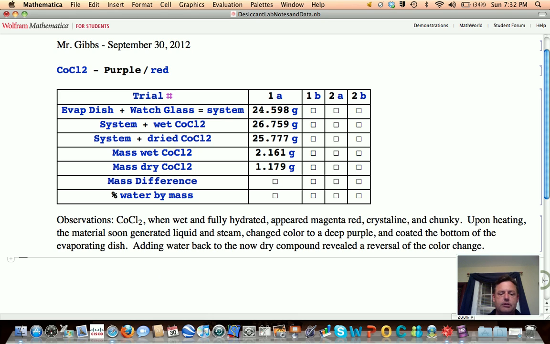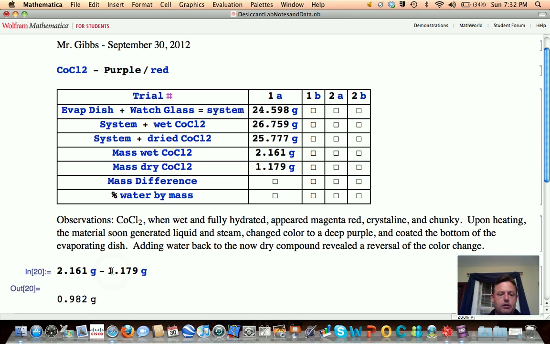I'm going to again clear this out so it's a little easier for us to see. So the mass difference then would simply be this number, my nice and fully wet compound, minus the dry compound. So I'll copy that and paste that in there, and I'll hit shift and return, and it says 0.982 grams. And if we want to annotate this a little bit, I can just write down this is grams of water.